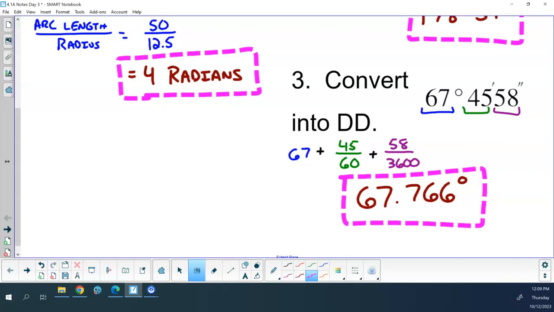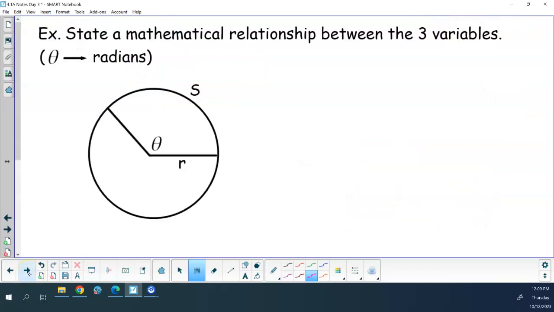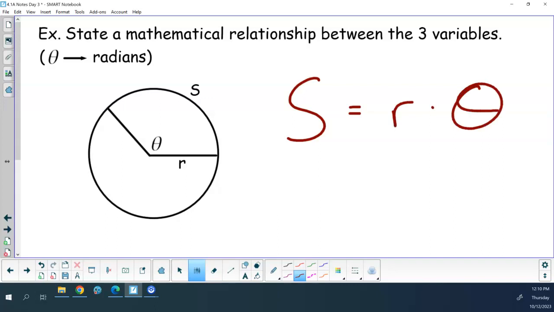The mathematical relationship that we have going on betwixt our three variables in a circle, between arc length S, central angle theta, and radius r, is the arc length is equal to r times theta.